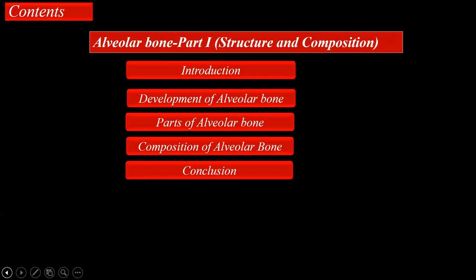These are the contents of this topic. As I mentioned before, I will take this topic in two important sessions. The first part is structure and composition. I'll brief you about the development of the alveolar bone, parts of the alveolar bone, and composition of the alveolar bone.